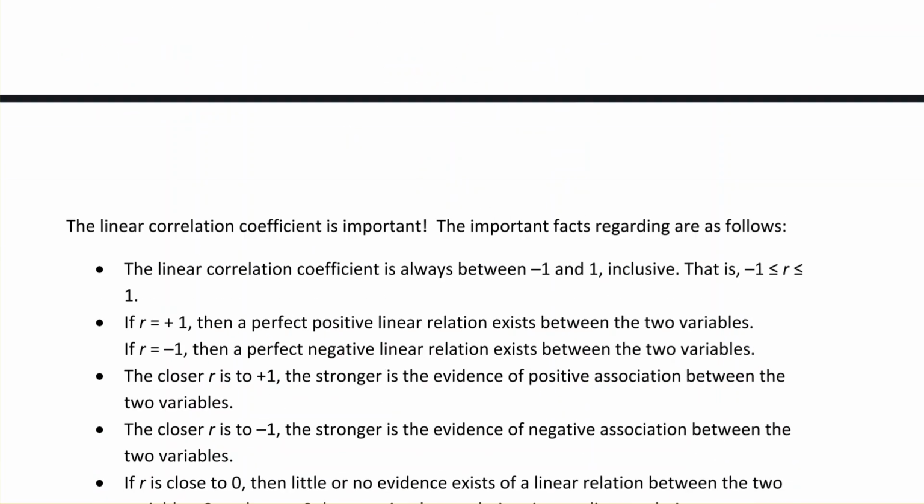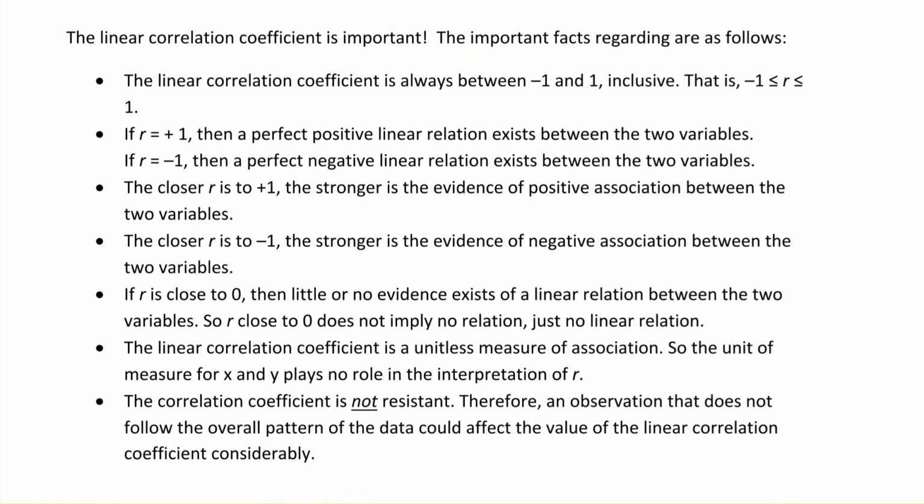So here let's talk about how to interpret this R value. That's the main focus of this part 1 video. The linear correlation coefficient is very important. These important facts are as follows; these are all the characteristics of R. The linear correlation coefficient is always between -1 and 1. That is, -1 is less than or equal to R, which is less than or equal to 1. Let me write it in one line. It could equal 1 or -1. It's always between these two values. It'll never be 2, never be 1.2. It'll always be between these two numbers, including -1 and 1.